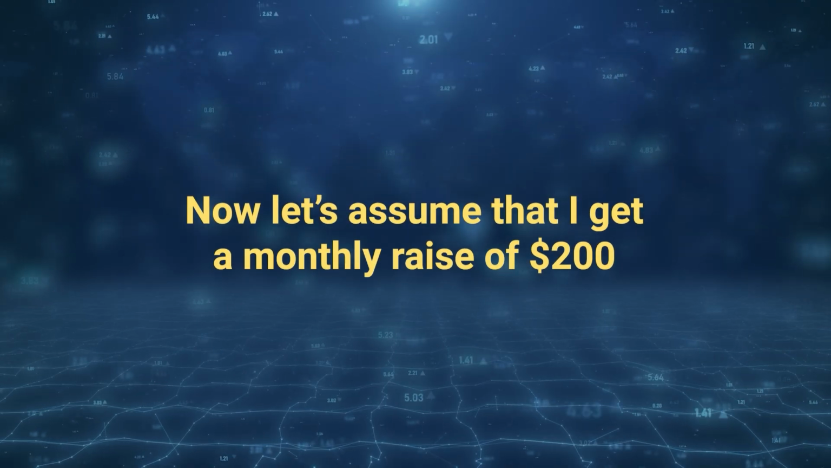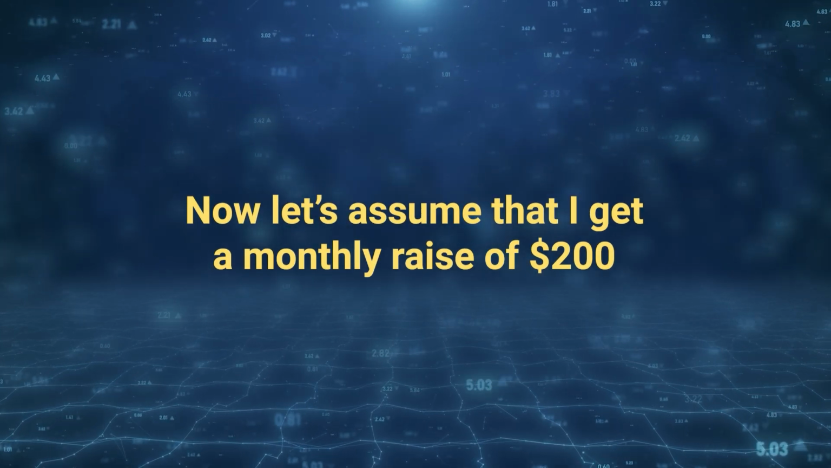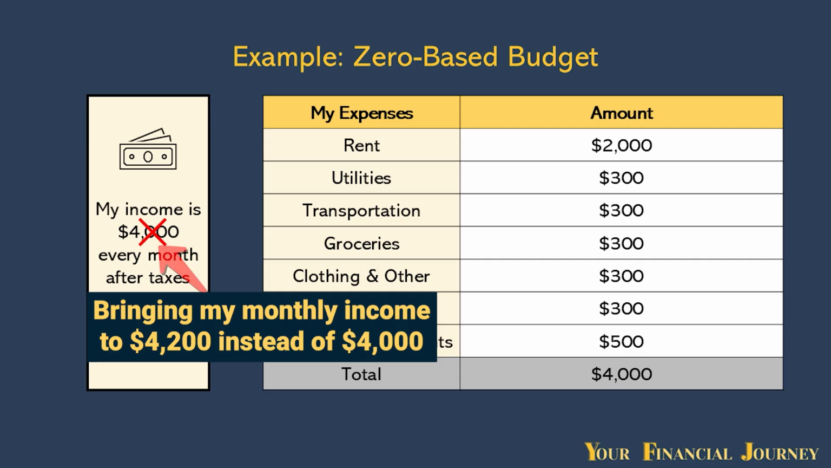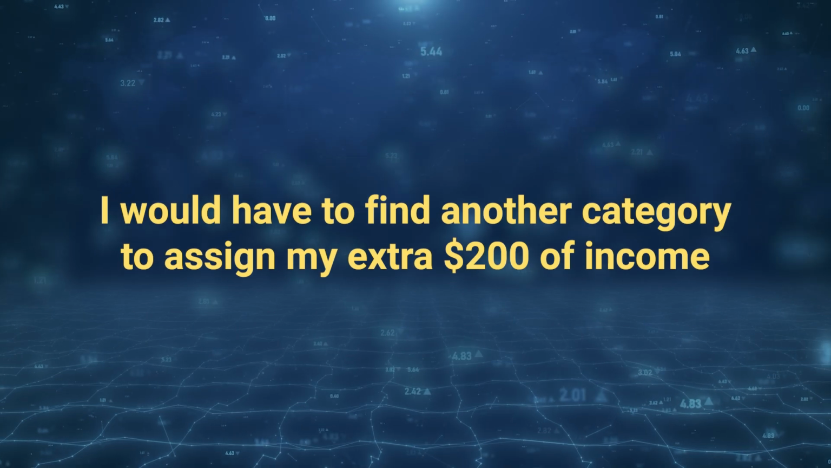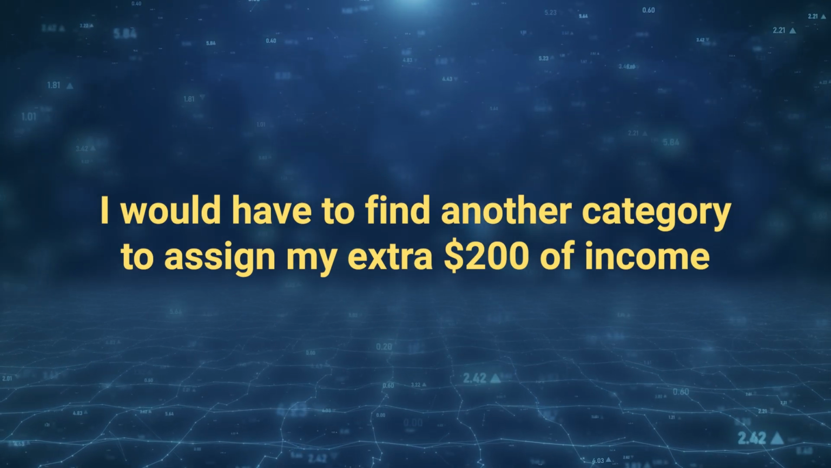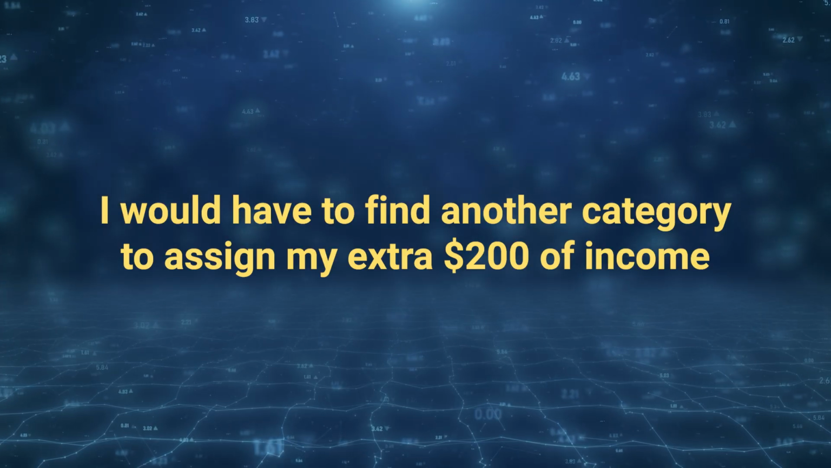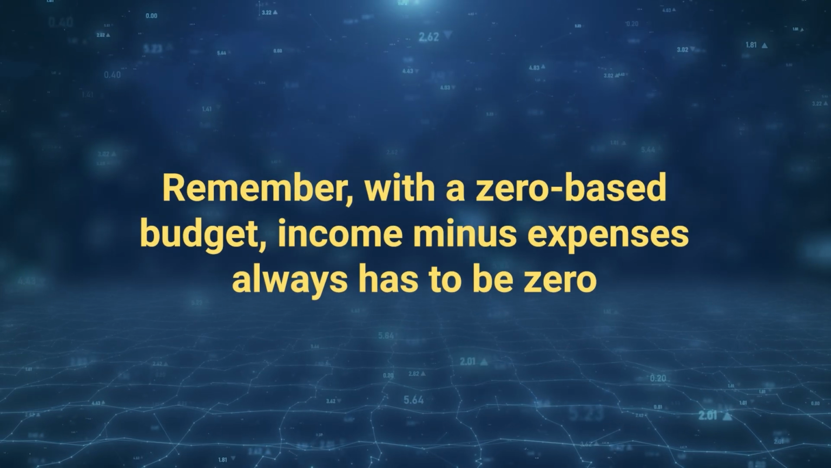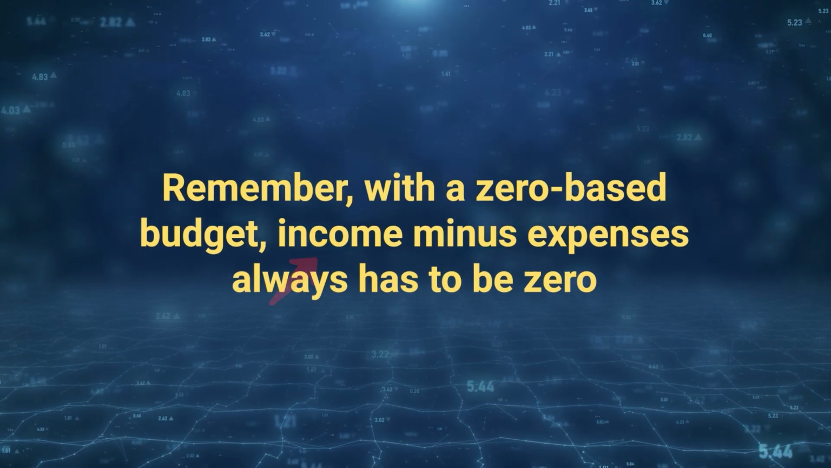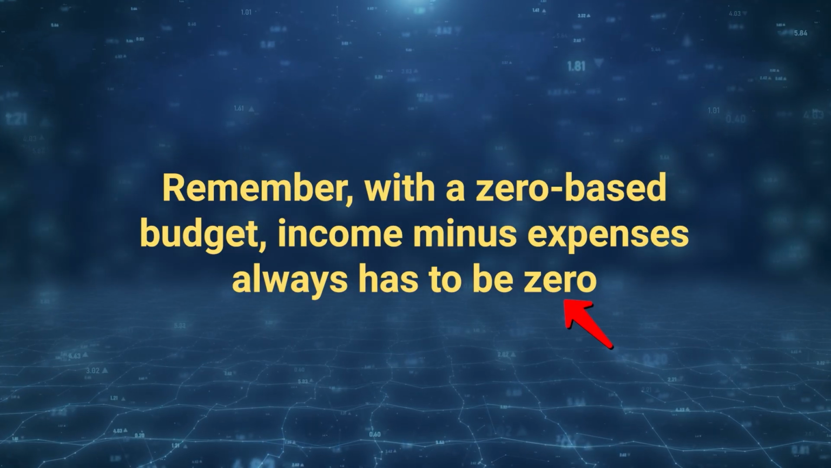Now let's assume that I get a monthly raise of $200, bringing my monthly income to $4,200 instead of $4,000. This means that in my zero-based budget on the right-hand side, I would have to find another category to assign my extra $200 of income, in order for the expense side to also total my new monthly income of $4,200. Remember, with a zero-based budget, income minus expenses always has to be zero.